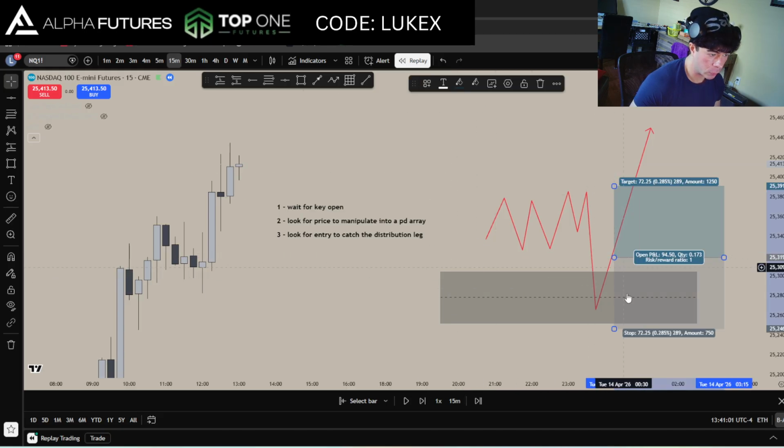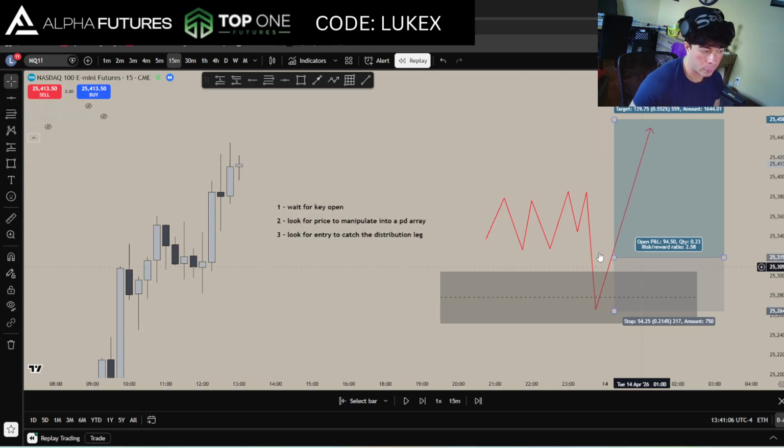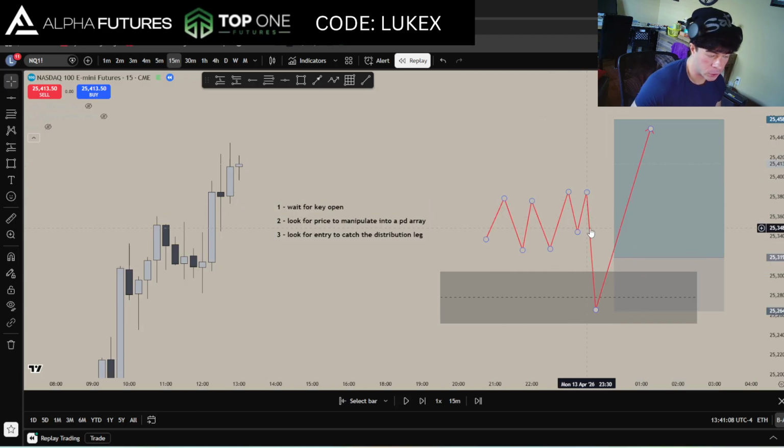You have draws on liquidity. You have equal highs above. You take longs, break even, and then you hold whatever you want. But basically you wait for the key open, which in this case we said was 1030, wait for price to manipulate into the PD array, which in this case is a 1-hour gap. You get your entry and then you're catching the distribution leg.